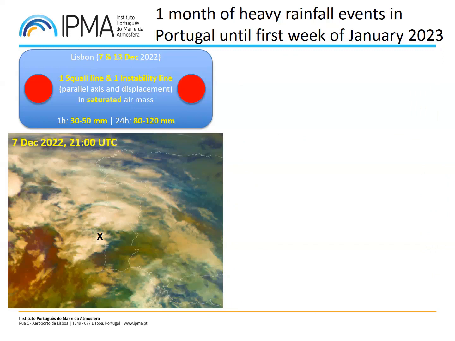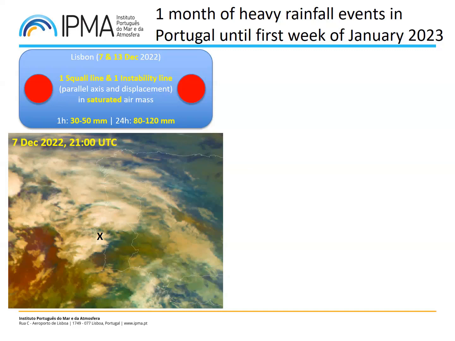So the 2 events were both red in terms of observations. In 1 hour, the observations varied in the two events between 30 and 50 millimeters, and in 24 hours between 80 and 120, depending on the events. But this is the range just for you to know. The biggest thing here is that there were two red events less than 1 week apart. So it was also a very catastrophic situation here in Portugal, and with a lot of impacts for sure.